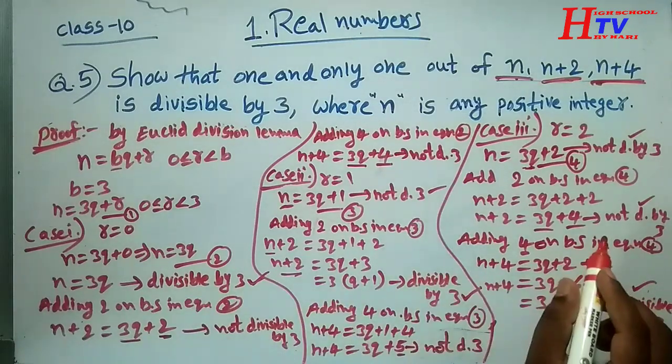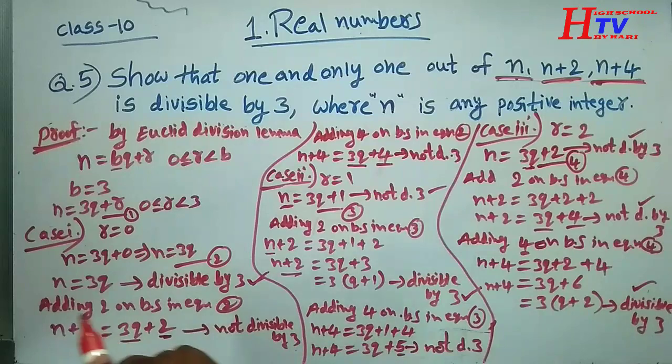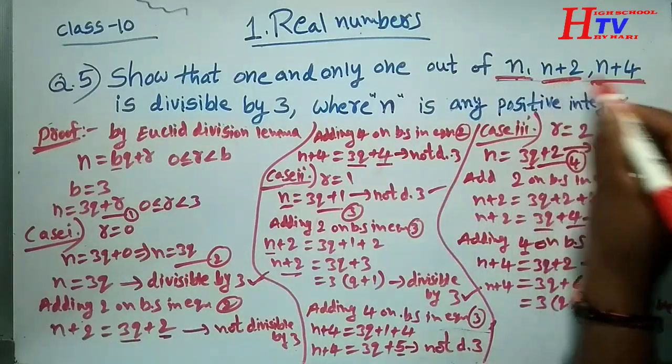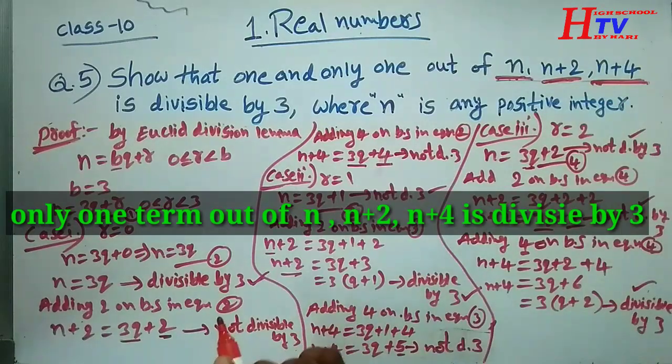In the 3 cases, only one of n, n plus 2, n plus 4 is divisible by 3. Hence proved.